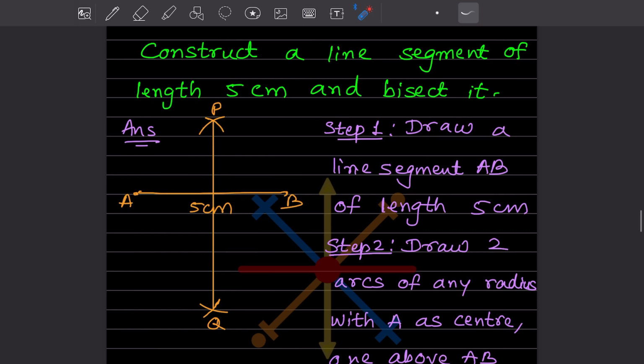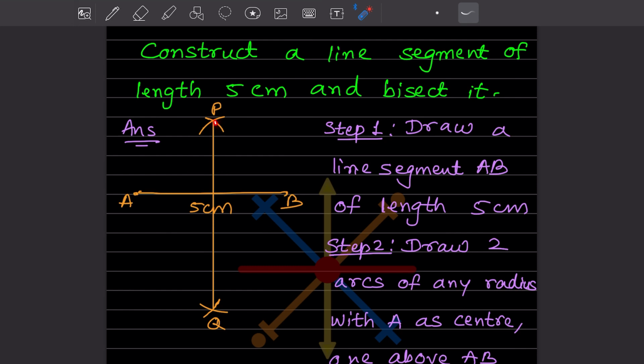Now let us see the construction. Construct a line segment of length 5 centimeter and bisect it. First, what are we going to do? We are going to draw a line, let us take it as AB, that will be 5 centimeter. Then we will take this A as the center, and with the help of a compass, draw an arc over here on the upper and the lower side. Then you will take this B as the center and again draw an arc over here, and a second arc over here. And then you will join these.